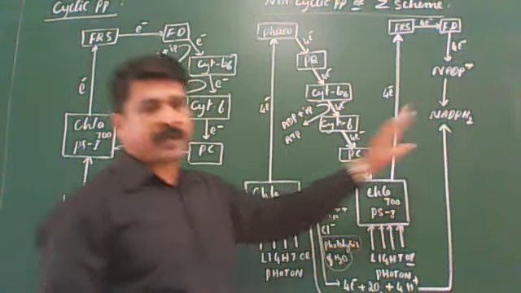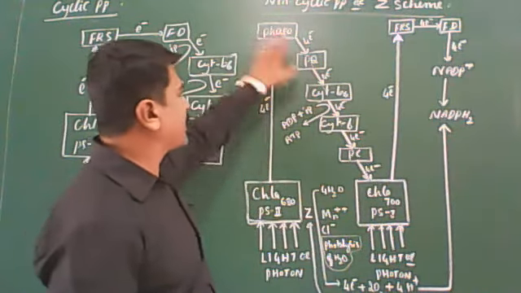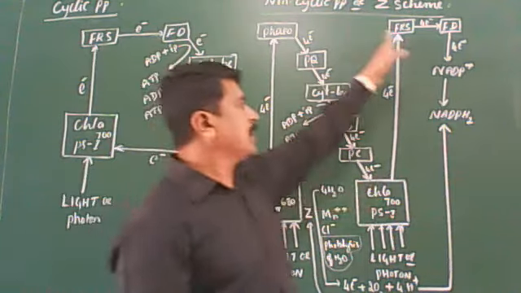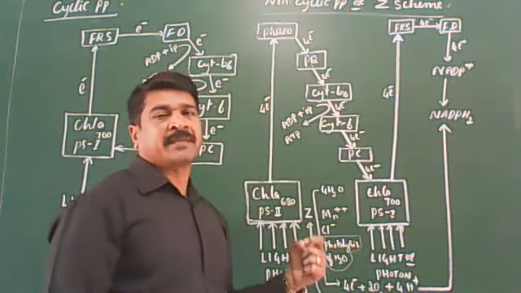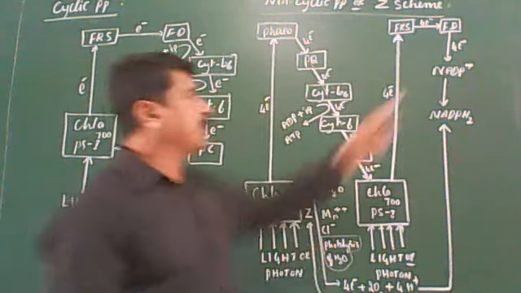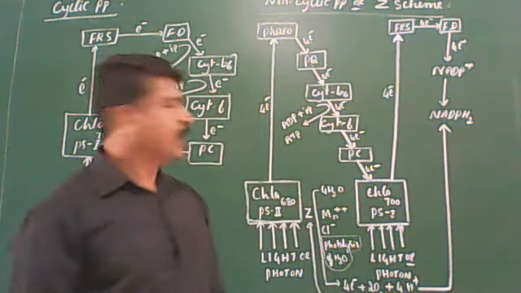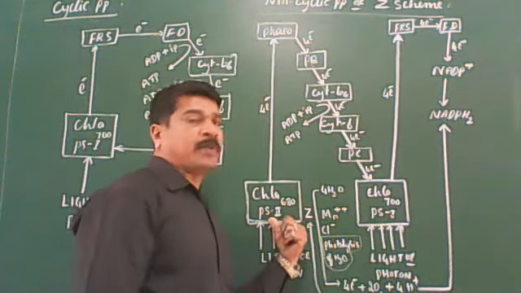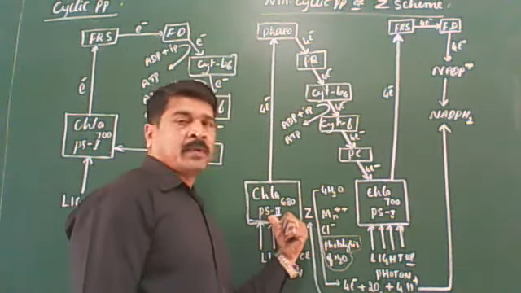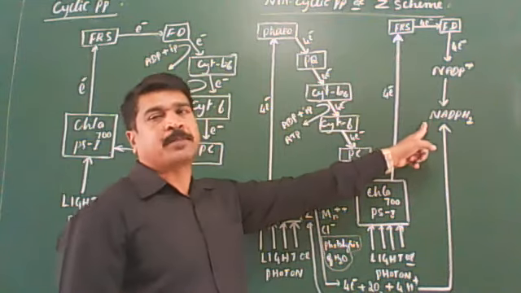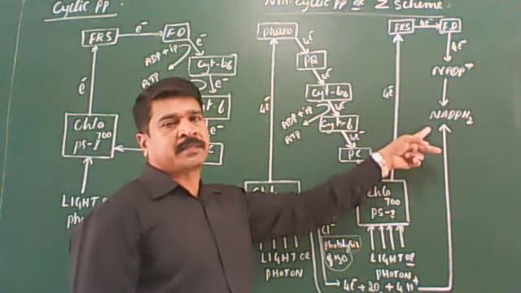I'll repeat once again. During this process, ejected electrons pass through a series of electron acceptors. They do not come back to the same excited chlorophyll, hence the name non-cyclic photophosphorylation. But they are accepted by NADP+, reduced to NADPH2. It involves both PS1 and PS2. During this process, both ATP and NADPH2 are synthesized.